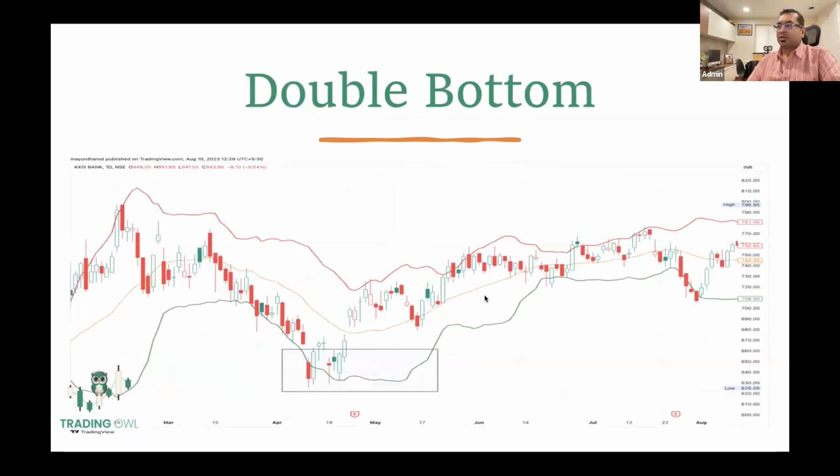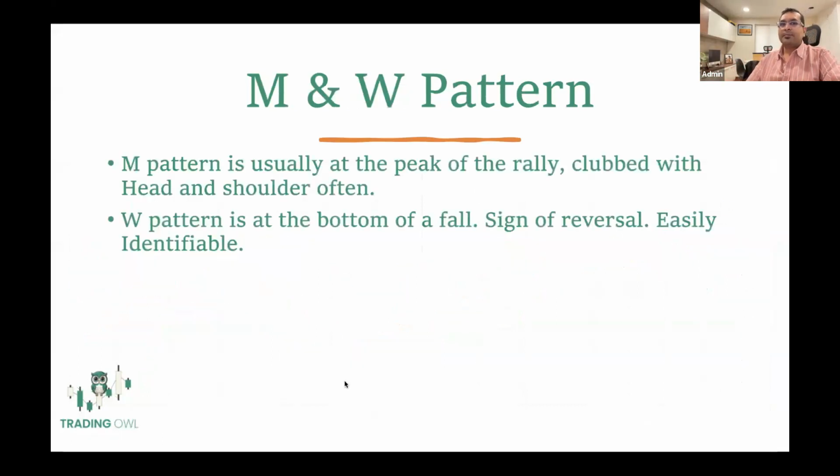Now, this is a double bottom, like we saw the double top. Now here, two consecutive candles have to make a low. Normally, the lows are very similar, but in Bollinger Bands, the first candle has to be outside the band and subsequent candles have to be inside the band and then reverse. So in Bollinger Band, the double top and double bottom, the first candle closing outside is very important. The W and M pattern.